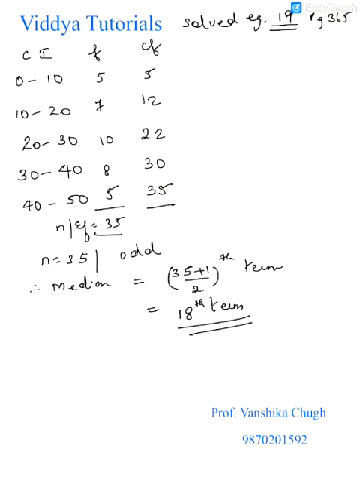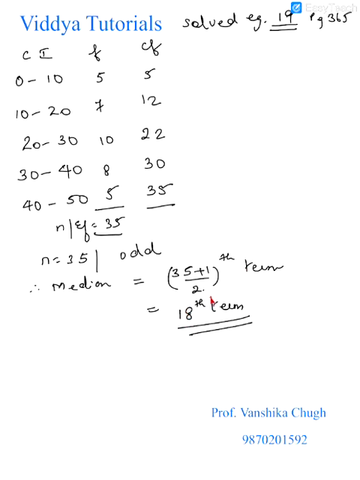For the median, I have to check whether my n is an odd or an even number. The total of the f column is my n, or the last CF is my n. It will be the same. So here my n is 35, which is an odd number. So the formula for the median will be (n plus 1) upon 2 th term. So I shall write (35 plus 1) upon 2 th term, which becomes the 18th term.